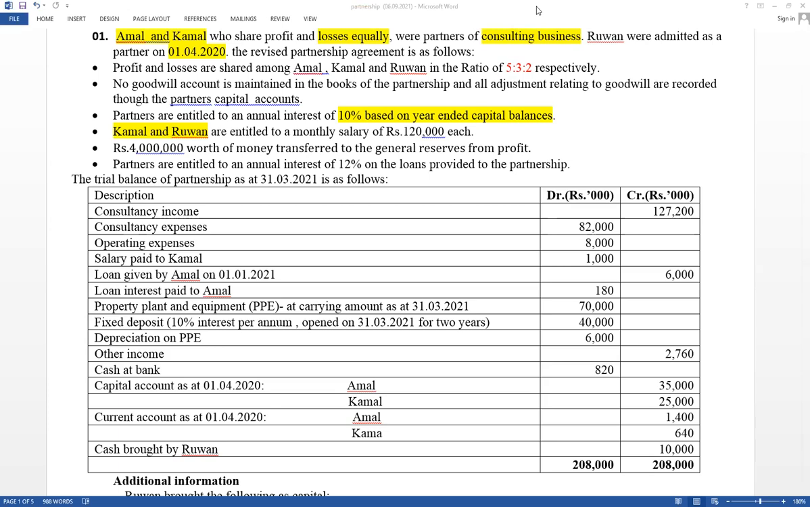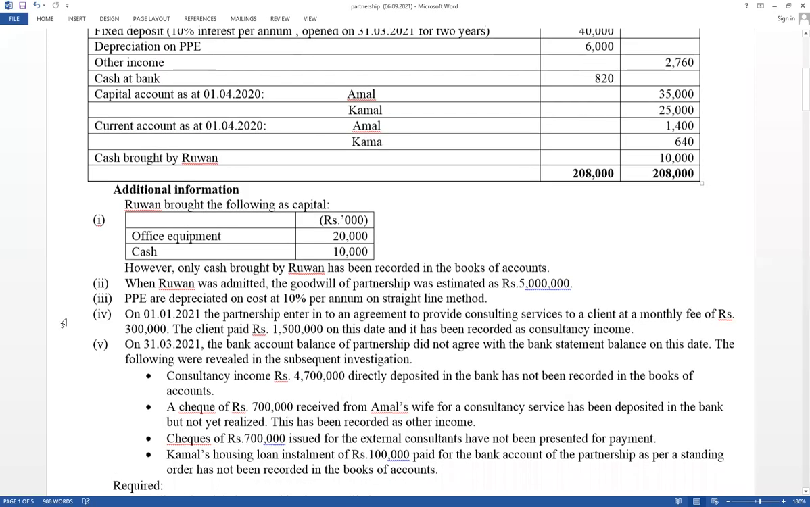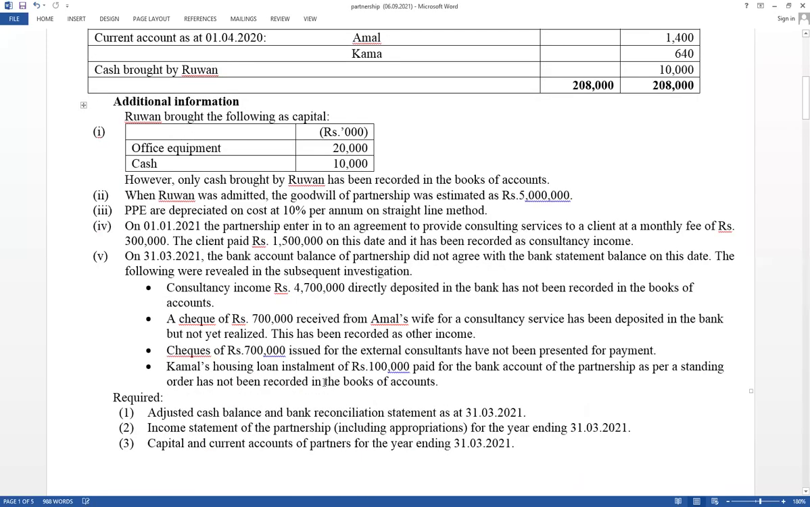Right, next one. Now think about additional information. Try to understand well how to do calculations in service businesses. Right, think about additional information. There are 5 pieces of additional information. Bank reconciliation is also there, together with the partnerships.